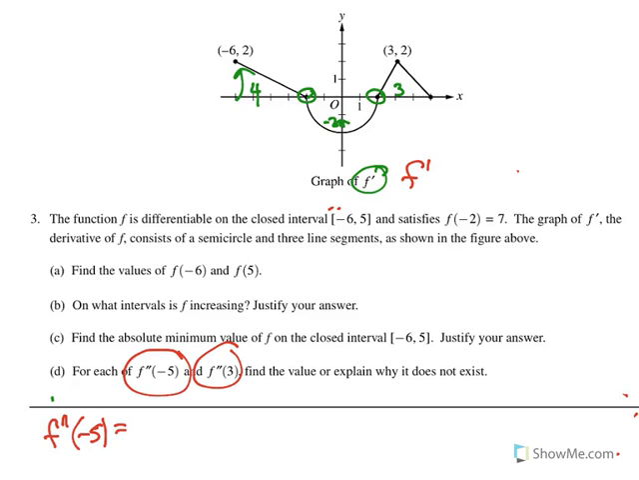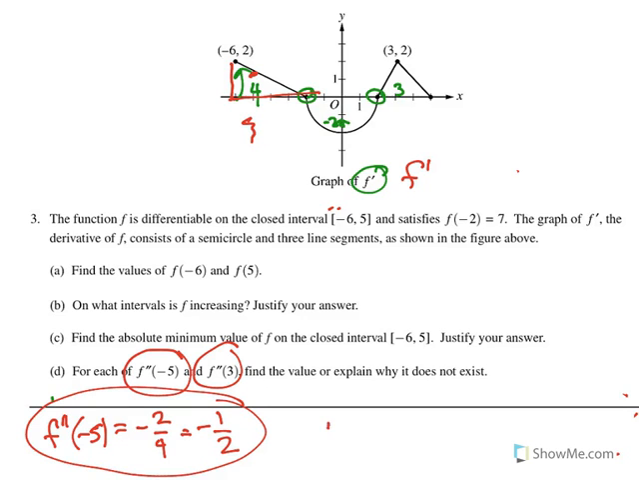Now, if you look at -5, -5 is here. What happens is a lot of people look at it and see there's no slope because it's not a point that's continuous. But -5 is. And the slope at -5 is the slope of this line, which is down 2 over 4, which equals -1/2. That's the slope at -5.